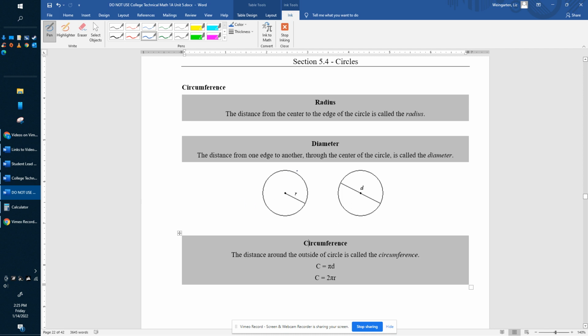And then we have the circumference, which is the length around the circle. If we wrapped a string around the circle, that string would be the length of pi times d, pi times the diameter, or 2 pi r, which is the more common formula.